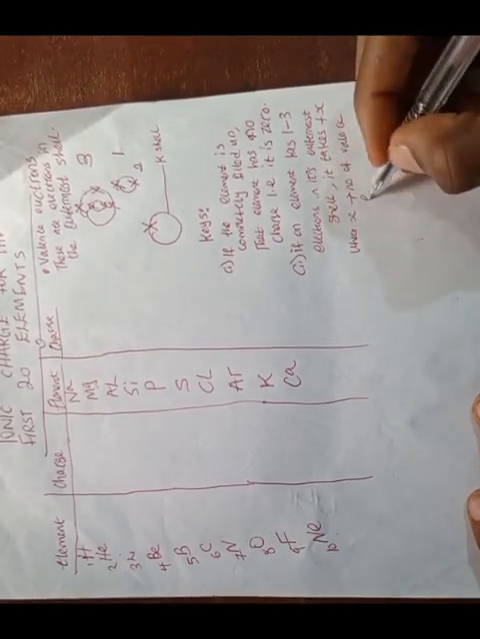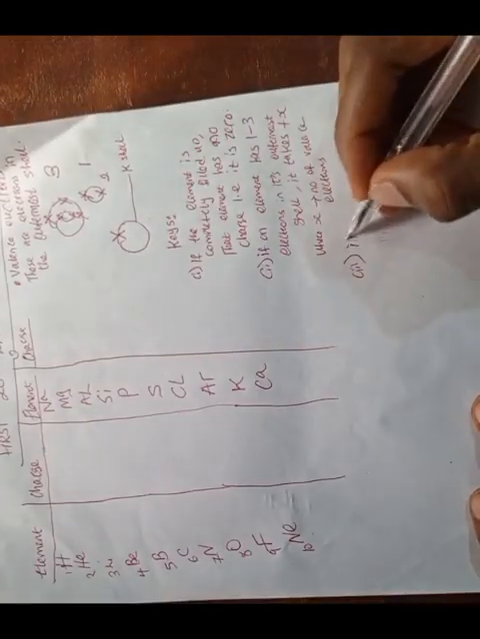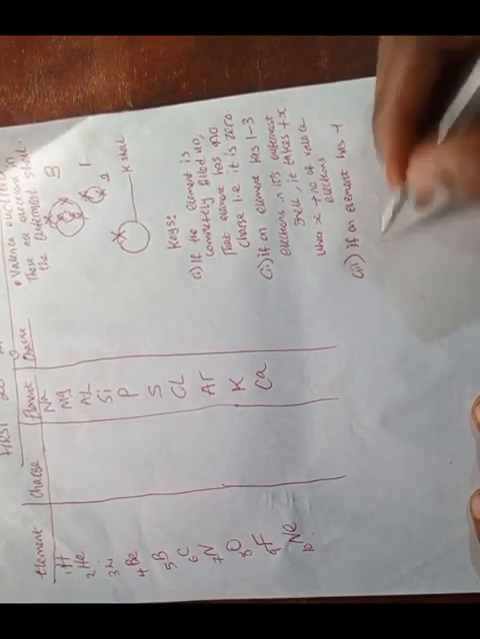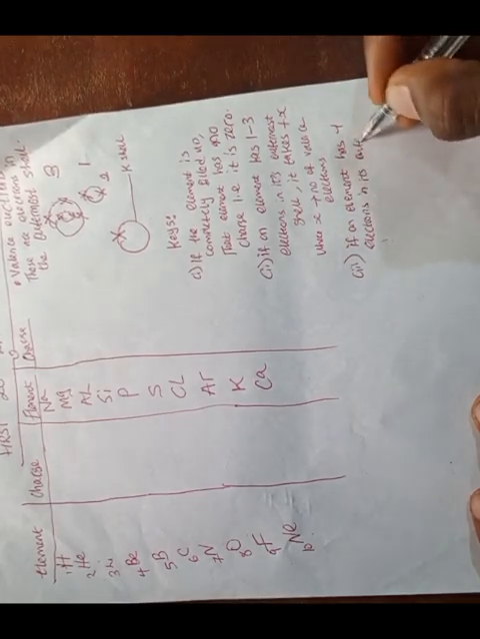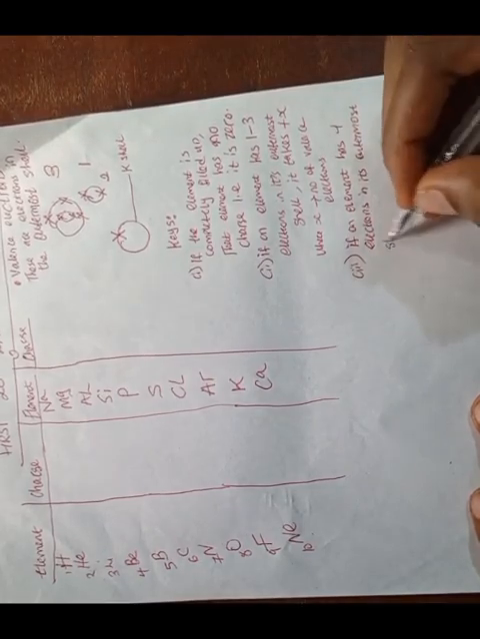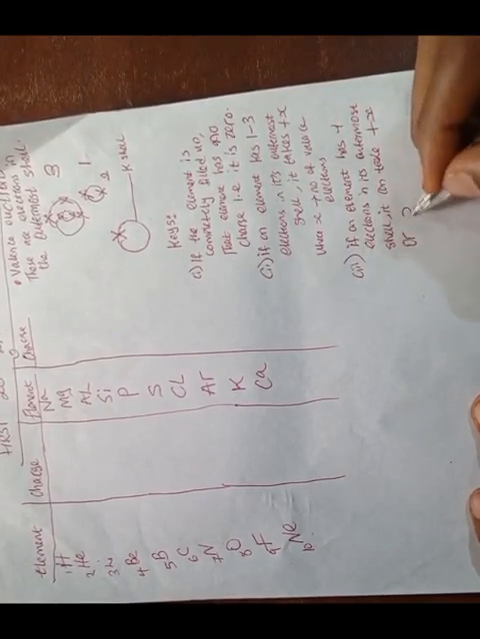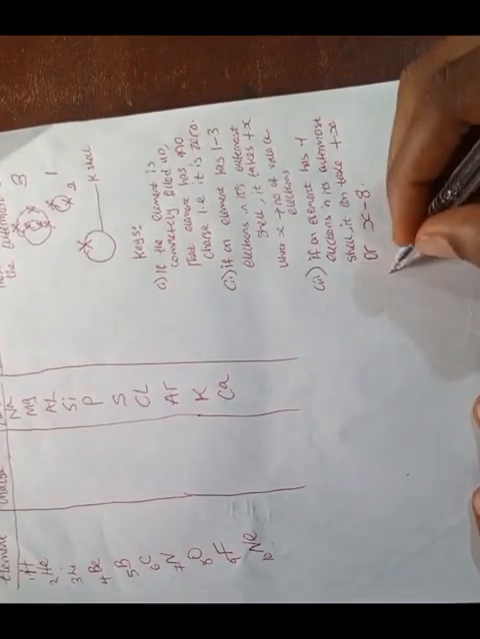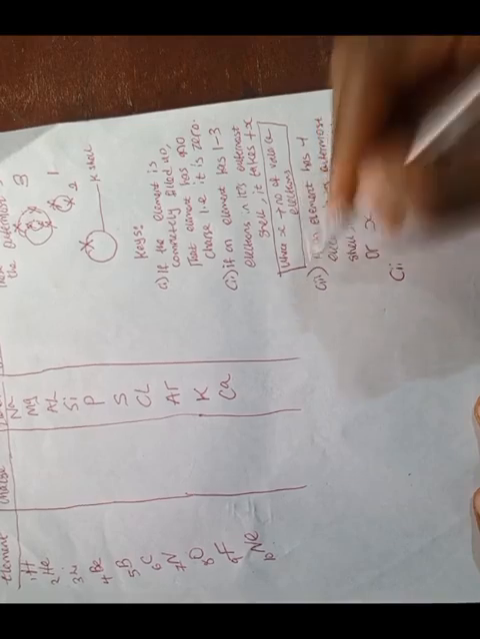The third key, if an element has 4 electrons in its outermost shell, it can take positive X or X minus 8, all together. Where X, we have already defined that X is the number of what? Valence electrons. We've defined this here.